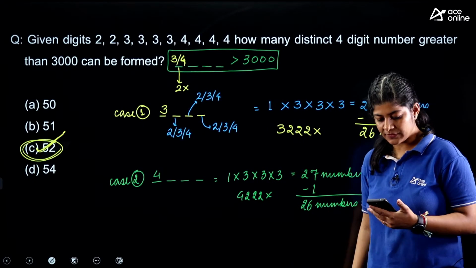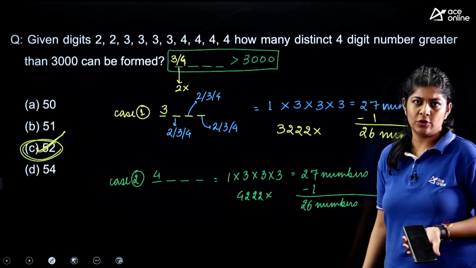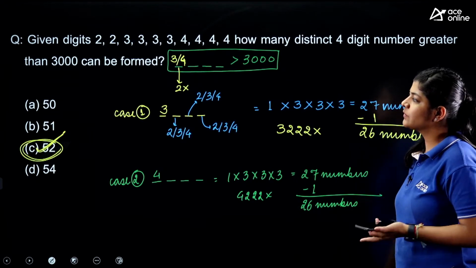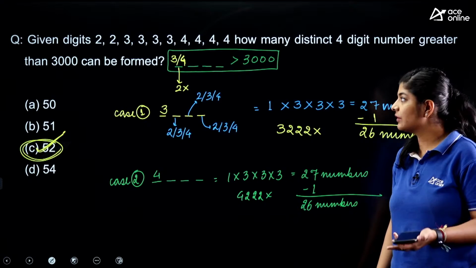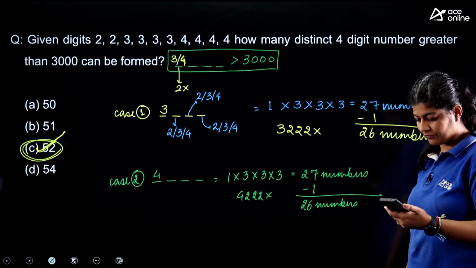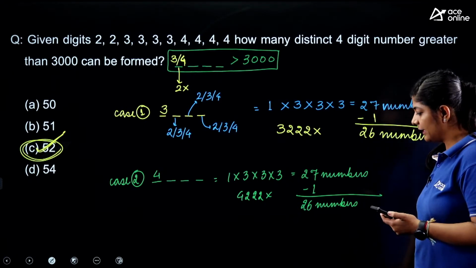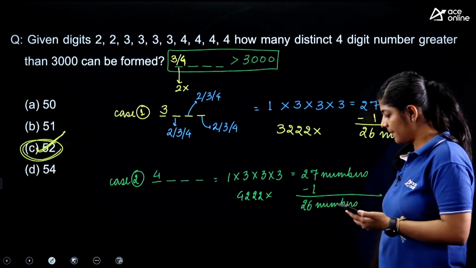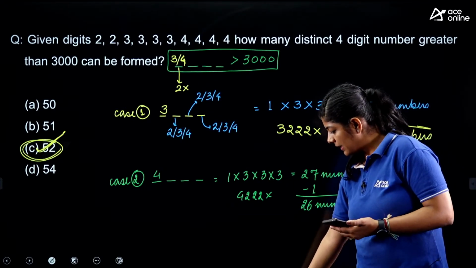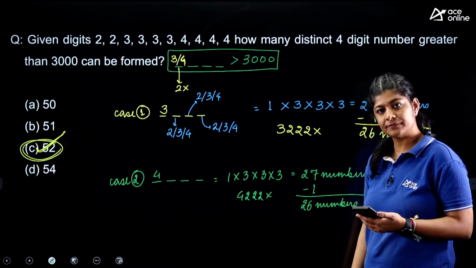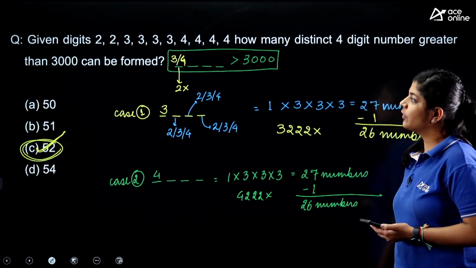Is it clear? If we are having such a case also, in that case, how many numbers can we create which are greater than 3000? That is nothing but 52 numbers. Is it clear? Right? Let's move forward.